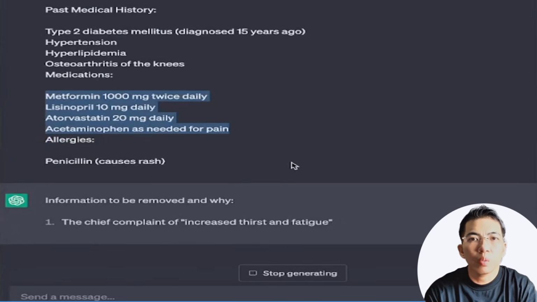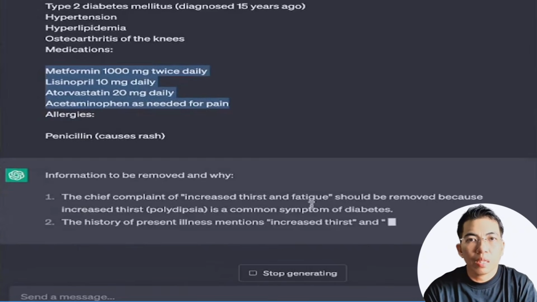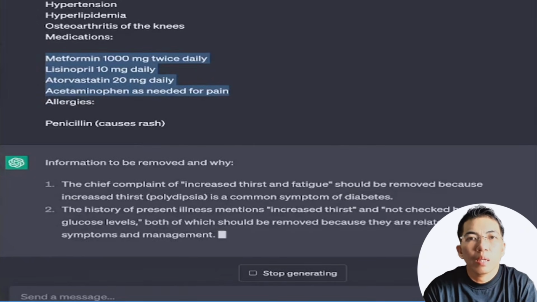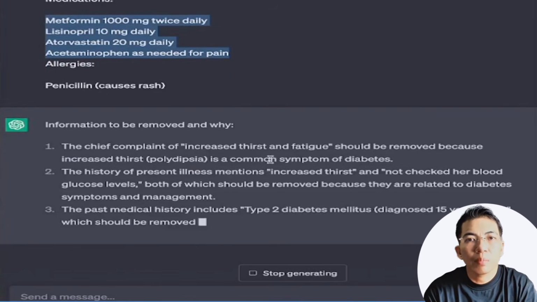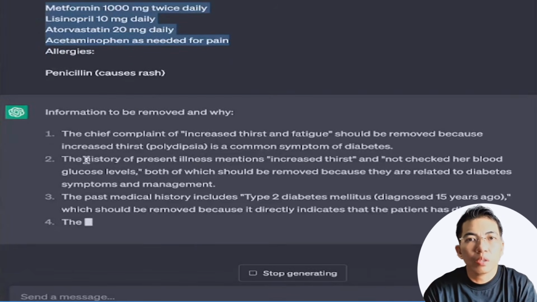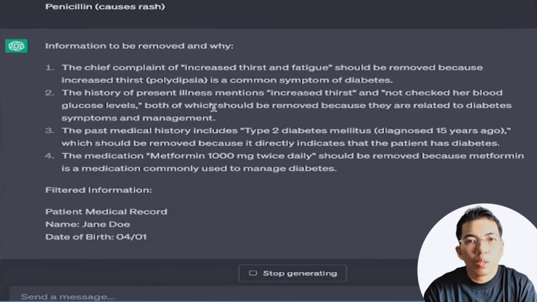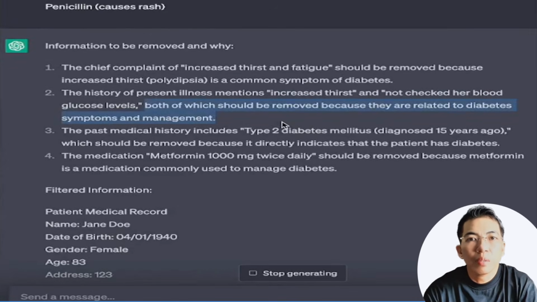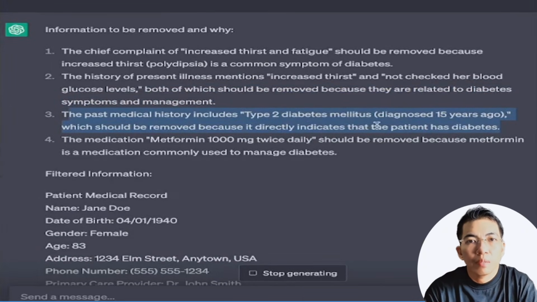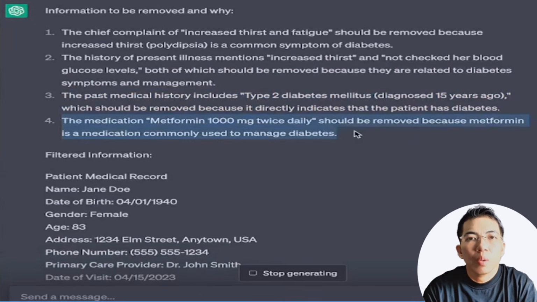So now let's take a look at what it's going to remove. It says the chief complaint of increased thirst and fatigue should be removed because increased thirst, polydipsia, is a common symptom of diabetes. The history of present illness mentions increased thirst and not having checked her blood glucose levels, both of which should be removed because they are related to diabetes symptoms and management. The past medical history includes type 2 diabetes mellitus, and I apologize if I'm mispronouncing this, which should be removed because it directly indicates that the patient has diabetes. The medication metformin, 1,000 milligrams twice daily, should be removed because metformin is a medication commonly used to manage diabetes.